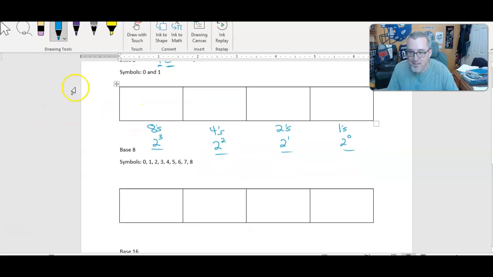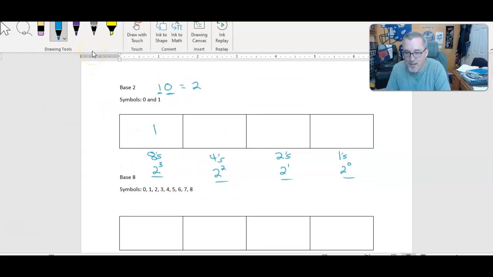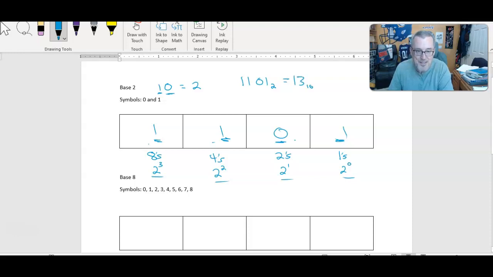So if you had this number in binary, 1, 1, 0, 1, base 2, what number are we really considering here? Well, that's 1 bundle of 8, 1 bundle of 4, no bundles of 2, and 1 bundle of 1. So 8, 4, 0, and 1. That would be a total of 13 in our base 10 number system.